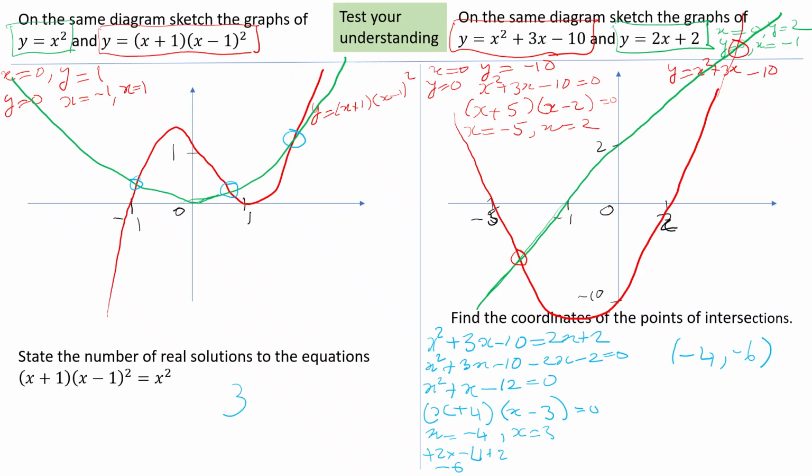If x equals 3, I'm going to substitute: 2 times 3 plus 2, which is 6 plus 2, which is 8. So the coordinate is 3 comma 8. So these are the 2 intersection points. The coordinates are minus 4 comma minus 6, and 3 comma 8.